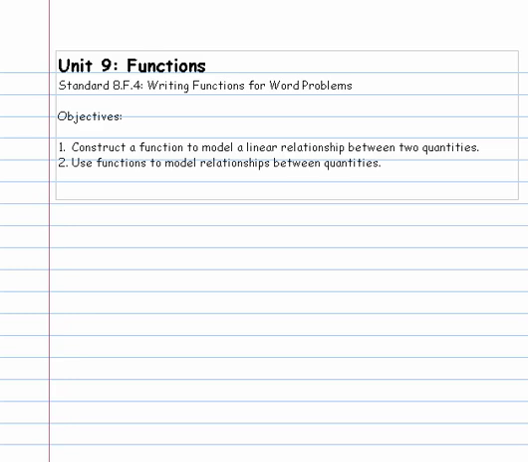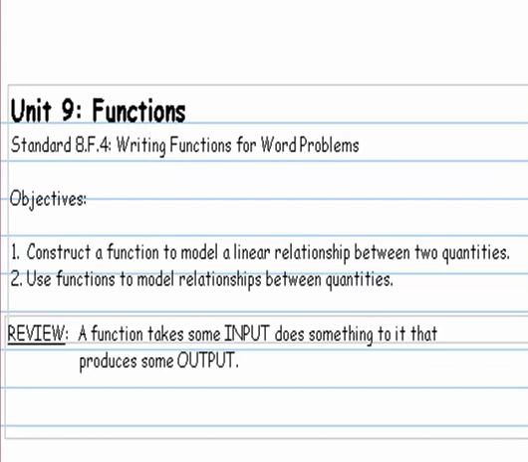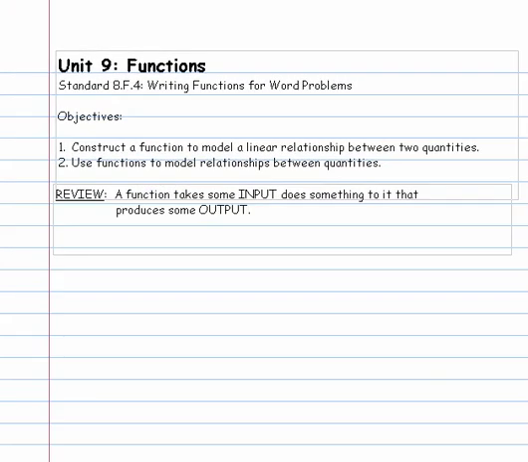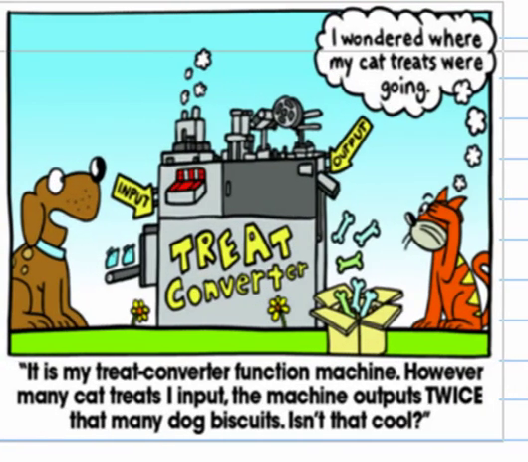In this lesson, you're going to learn how to write a function for a word problem. Remember, a function takes some input and does something to it, and then it produces an output. In this situation, we have a dog putting cat treats into a machine. For every one cat treat he puts in the machine, it produces 2 dog biscuits.